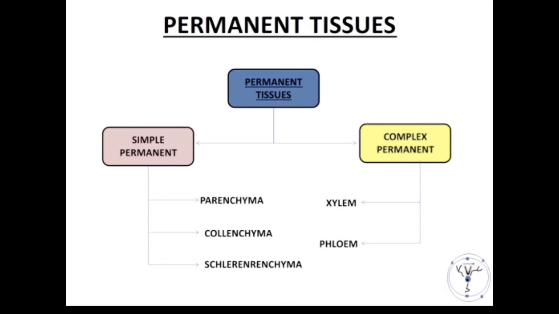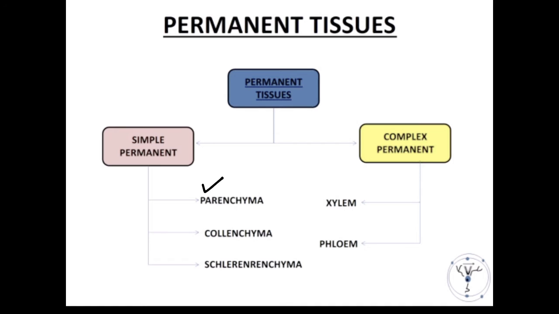In the last presentation, we superficially touched the topic of complex permanent tissues. Complex permanent tissues are named so because they are formed after the combination of two or more kinds of simple permanent tissues.